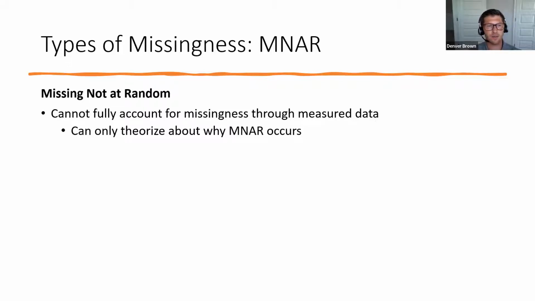So lastly, we have missing not at random. This is kind of the worst thing that we can possibly have. And this is where you cannot fully account for missingness through your measured data. In the previous example I provided, physical activity at baseline was something that we could predict missingness from. In this, we have no variable that can predict missingness. We can really only theorize about why this occurs, which is pretty problematic.